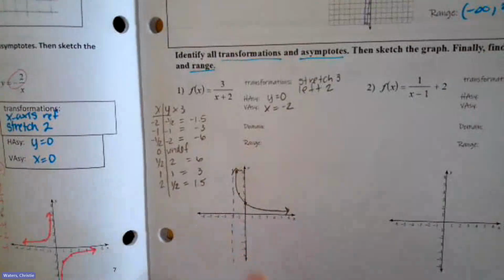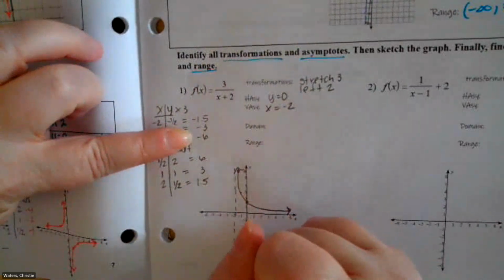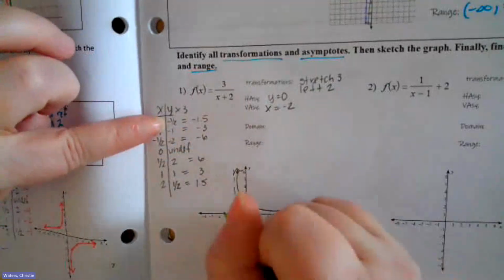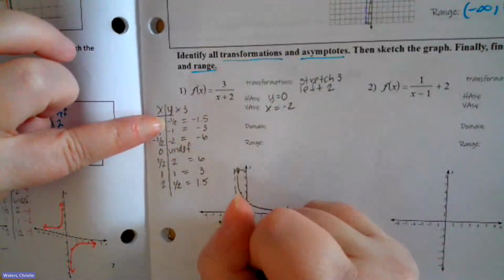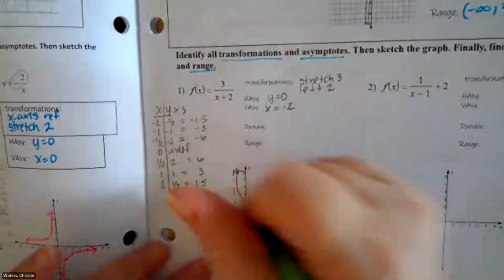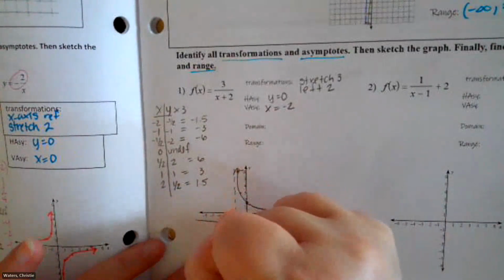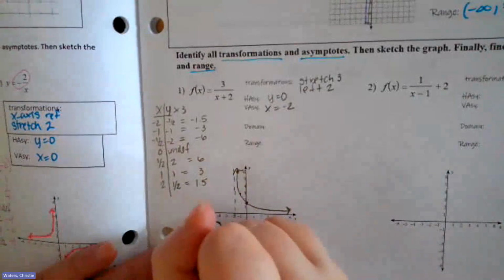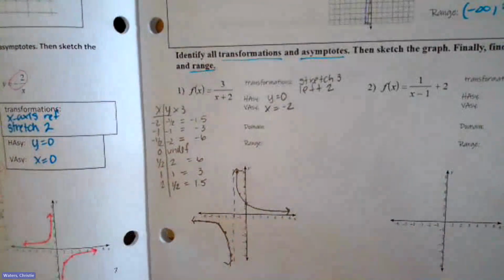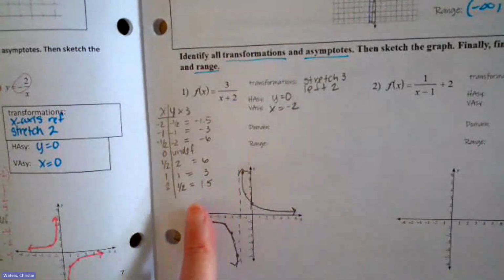Okay, now we're going to do the left side. So we're going left 1/2 down 6, left 1 down 3, left 2 down 1.5. So same situation here. That one's a little angular. There we go.